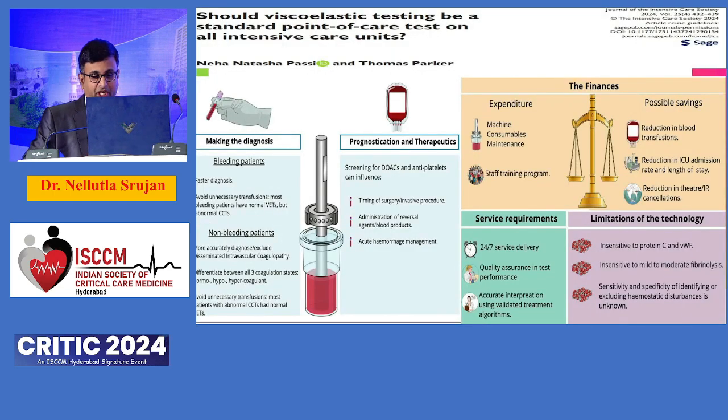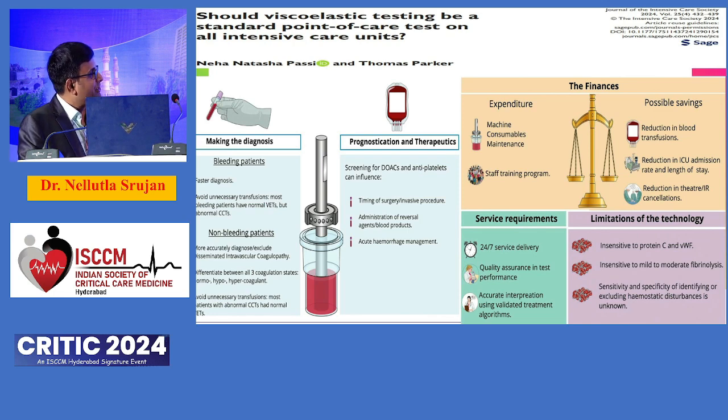The last study, which is the latest study, was published on October 15, 2024. It was conducted by Neha and Thomas Parker. Should viscoelastic tests be a standard point of care in all ICUs? So definitely in making diagnosis in bleeding patients, it gives a faster diagnosis and avoids unnecessary transfusions. And in non-bleeding patients, it more accurately excludes DIC. And it also helps in differentiating all three coagulation states and avoids unnecessary transfusions.